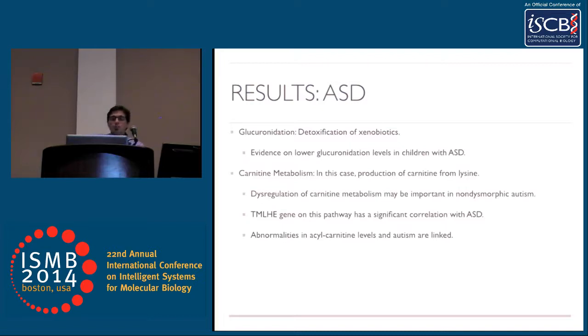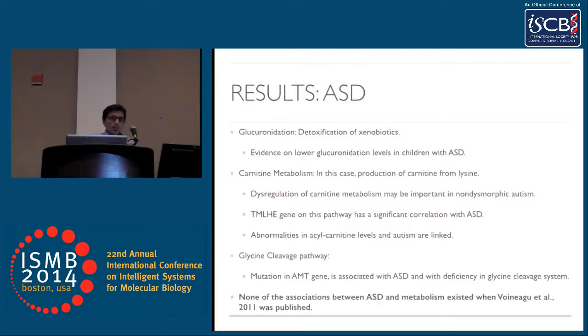In our case, we are talking about the production of carnitine from lysine, and dysregulation in this pathway has been associated with non-dysmorphic autism, and the TMLHE mutation is also associated, as well as abnormalities in acylcarnitine levels in this pathway. Finally, we found the glycine cleavage pathway in this resulting set, and the AMT mutation is also associated with autism in the literature.